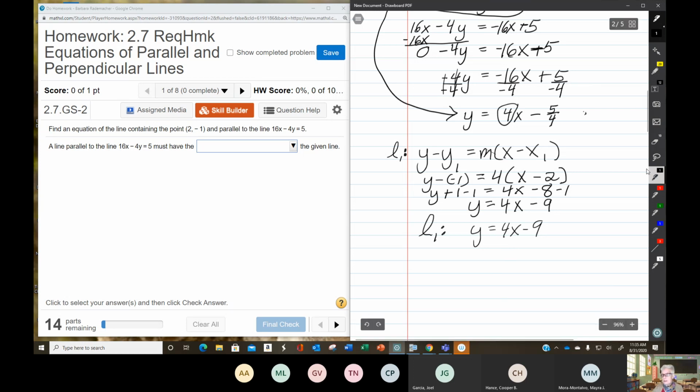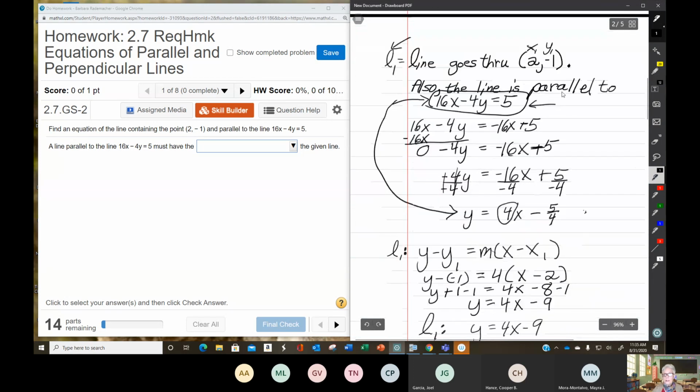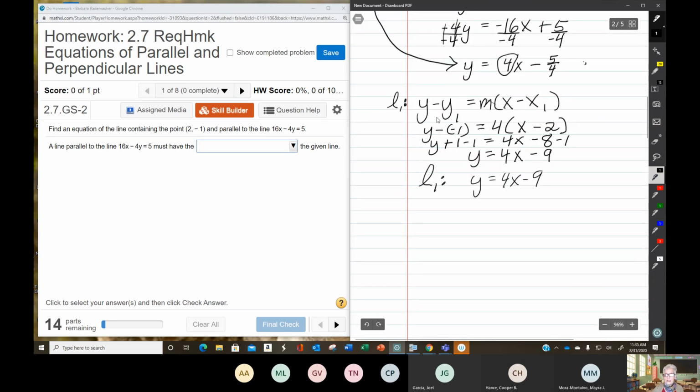So here are the steps we use. As soon as you see parallel, parallel to any line, you're going to use the line to get the slope. And then if the lines are parallel, that's going to be the same slope you use for the other line that goes through the point. So you're going to use the point slope formula with the slope from the given line and the points that the other line, the new line, goes through in order to find the equation of that line.